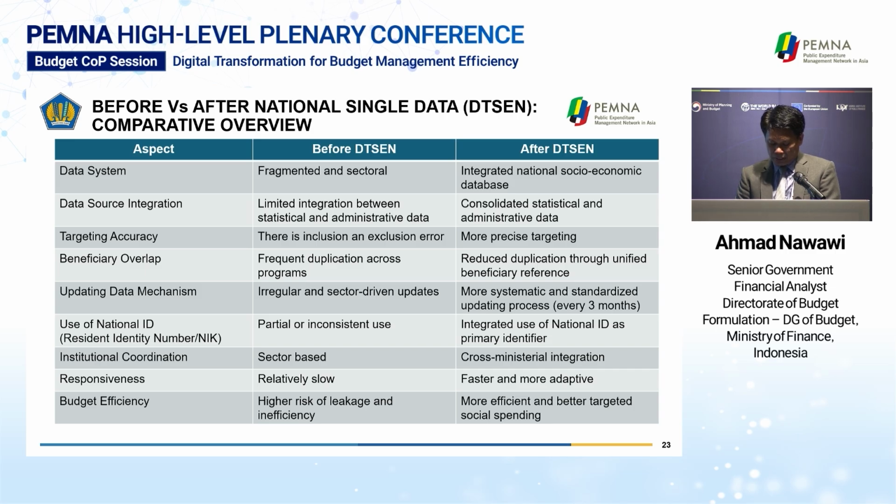Before and after DTSEN, the introduction of DTSEN significantly improved social protection delivery. Previously, beneficiary identification relied on fragmented data sources. With DTSEN, programs such as Basic Food Assistance and the Smart Indonesia Program now rely on a single integrated database. This reduces duplication, improves targeting accuracy, and enhances transparency.